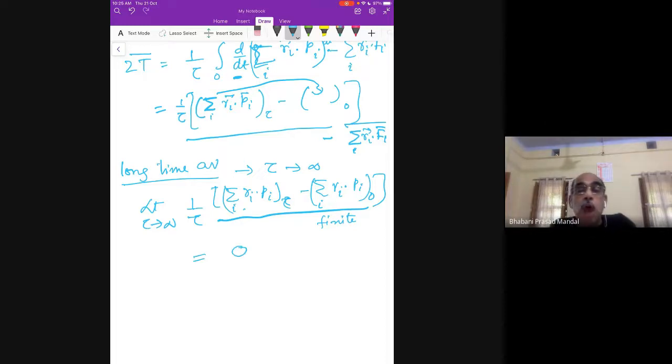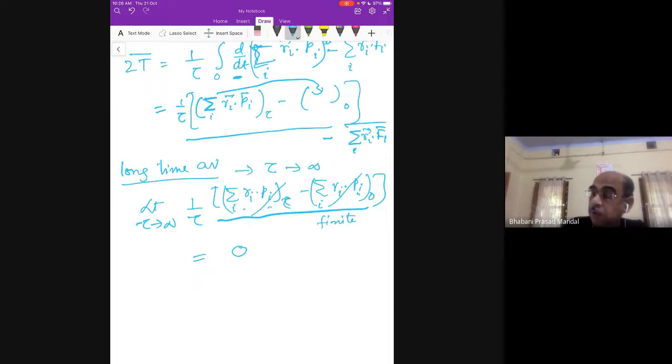So ri dot pi at tau and ri dot pi at 0 are each a finite quantity independent of tau, a constant quantity. Their difference is finite because the particle can never go to infinity. So this is a finite, tau-independent quantity divided by 1 over tau. Now if I take the limit tau going to infinity, this will be 0.